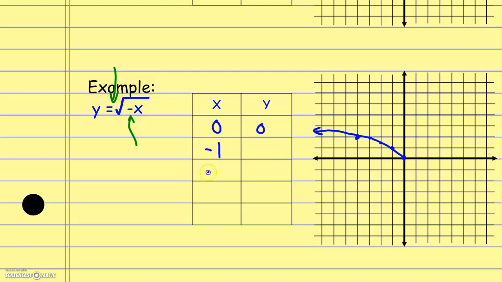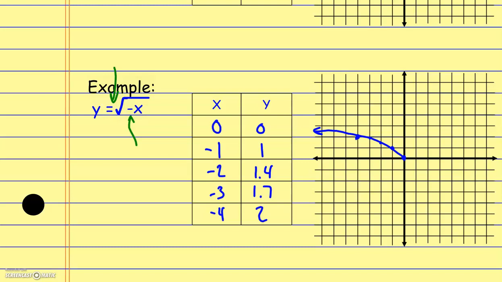I'm plugging in negative 1, negative 2, negative 3, negative 4. And when I do that, I get all the same positive values I got before, but I'm plugging in negative values to get those. And that's why this thing opens to the left. It uses those x values instead.